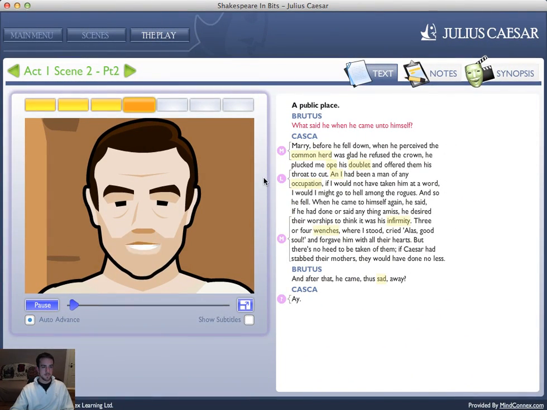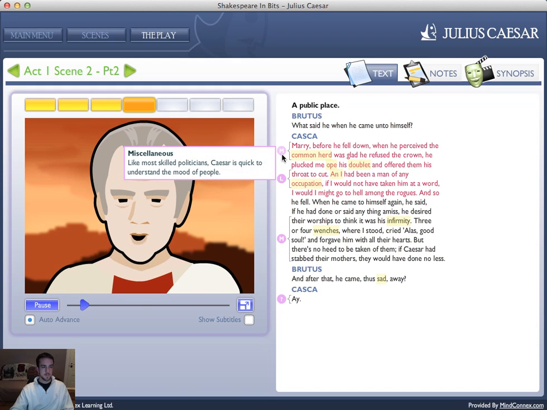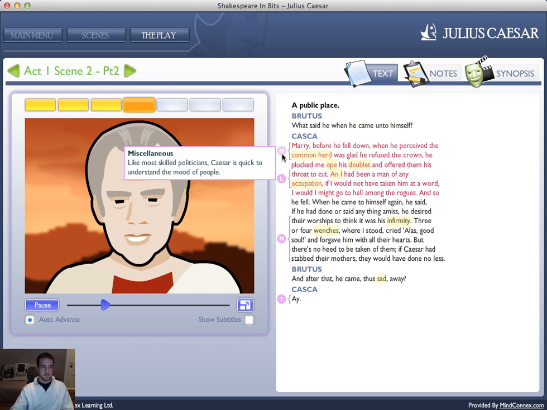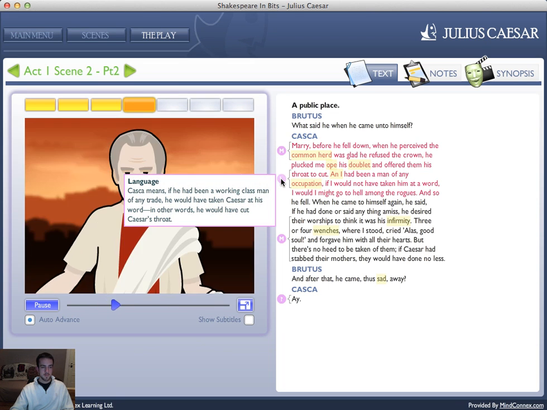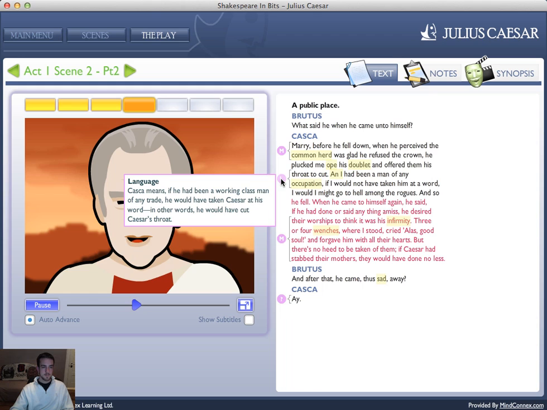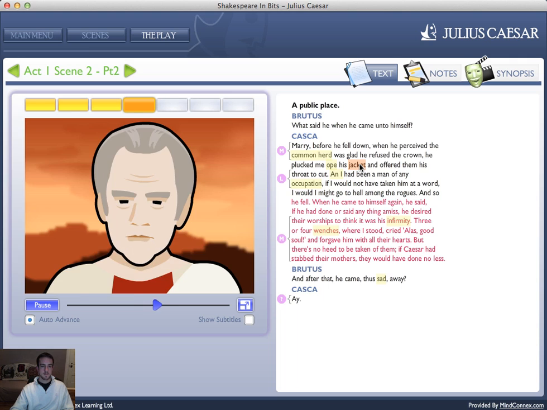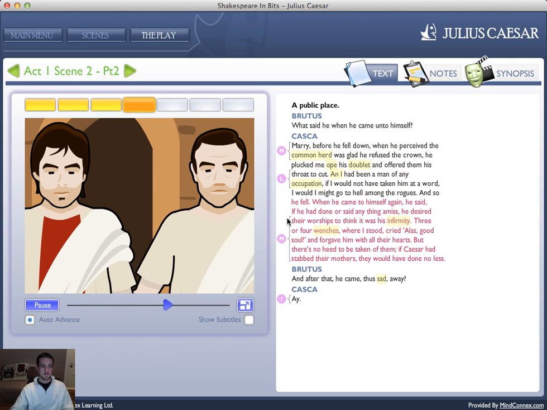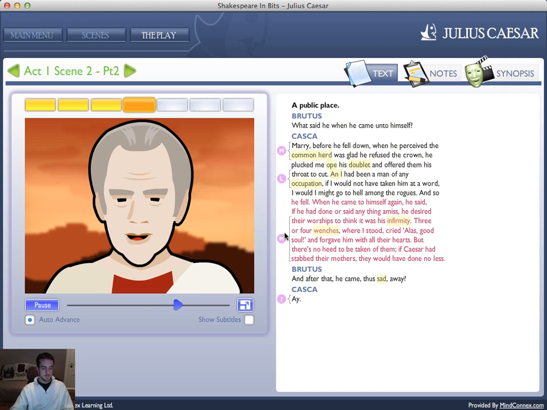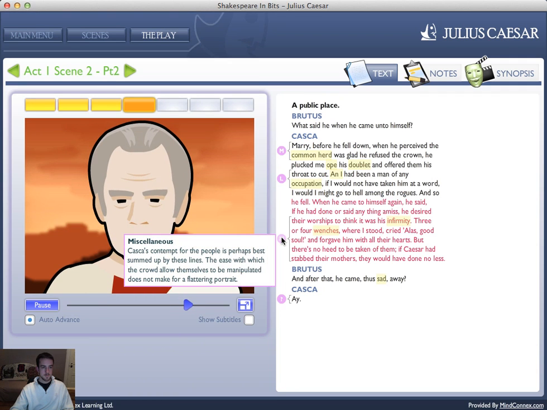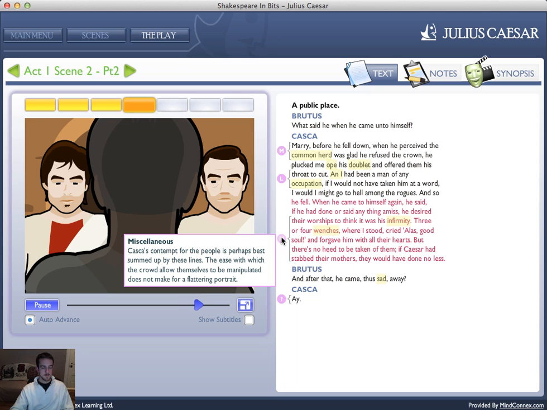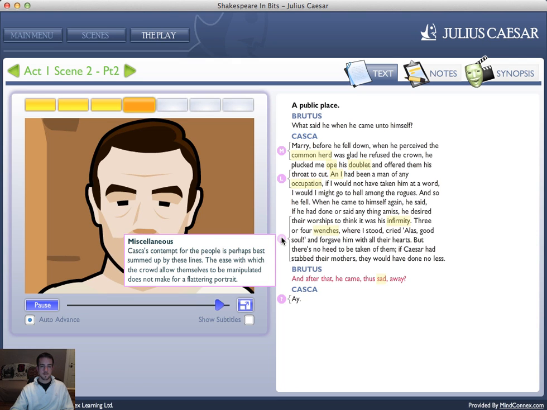What said he when he came unto himself? Marry, before he fell down, when he perceived the common herd was glad he refused the crown, he plucked me ope his doublet, and offered them his throat to cut. And I'd been a man of any occupation if I would not have taken him at a word. I would I might go to hell among the rogues. And so he fell. When he came to himself again, he said, if he had done or said anything amiss, he desired their worships to think it was his infirmity. Three or four wenches where I stood cried, "Alas, good soul," and forgave him with all their hearts. But there's no heed to be taken of them. If Caesar had stabbed their mothers, they'd have done no less. And after that he came thus sad away? Aye.